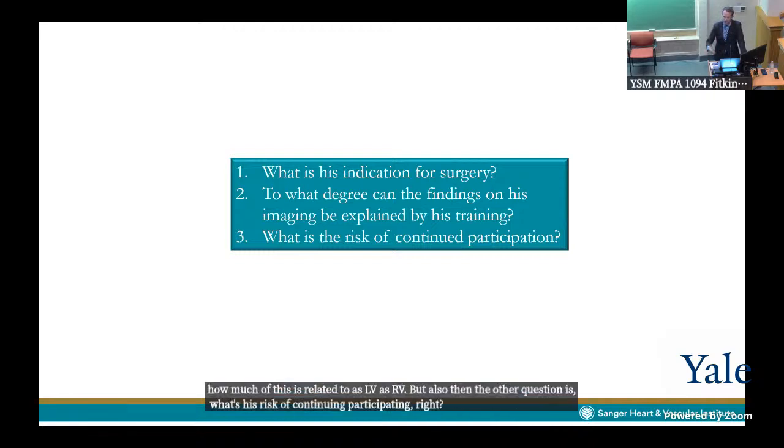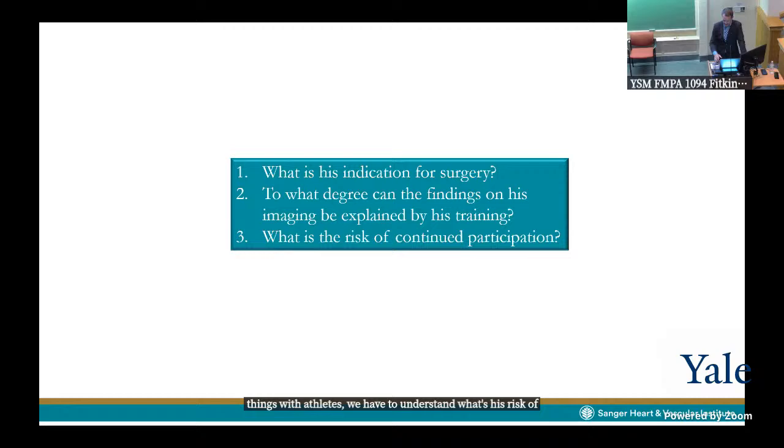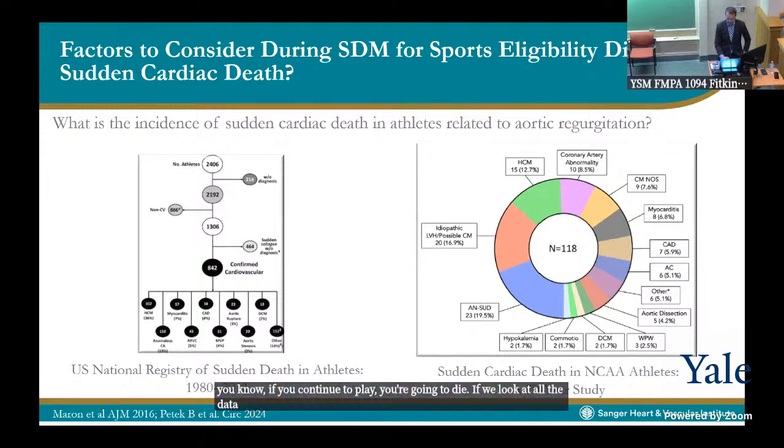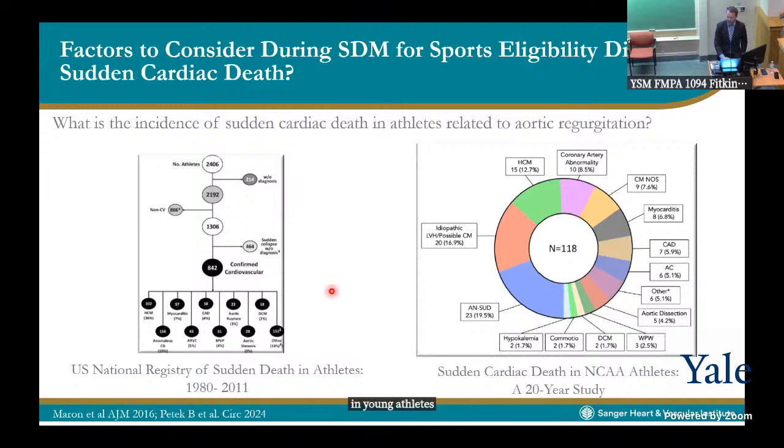So when we're doing shared decision-making, we're talking about these things with athletes, we have to understand what's his risk of continuing to play. And so always we want to think about first, well, could you die? You know, if you continue to play, are you going to die? If we look at all the data sets we have in young athletes who have died, these are probably the 2 biggest data sets. Here looking at athletes from 1980 to 2011. This was a 20-year study looking at NCAA athletes. And in neither of these data sets was there any athlete who died from pure aortic regurgitation. And so we have got no data that shows that they're at risk of dying.